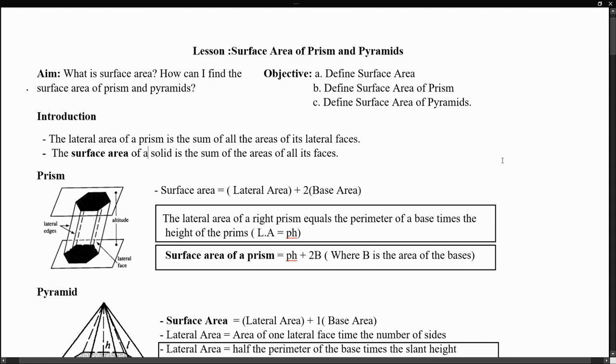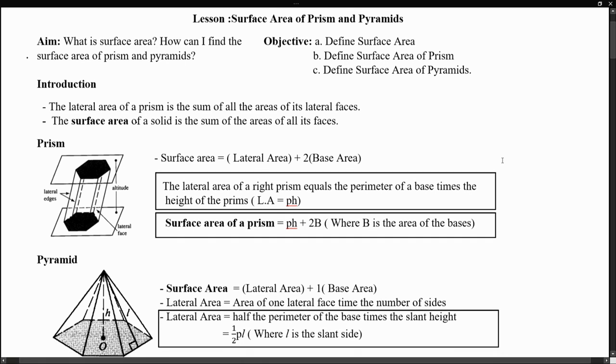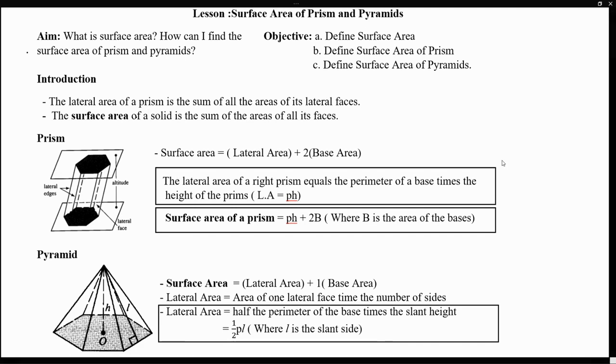In this video, we will talk about the surface area of prisms and pyramids. So let's start by looking at some vocabulary words here. The lateral area is going to consist of the sum of all the areas of its lateral faces. And the surface area of a solid is the sum of the areas of all its faces.